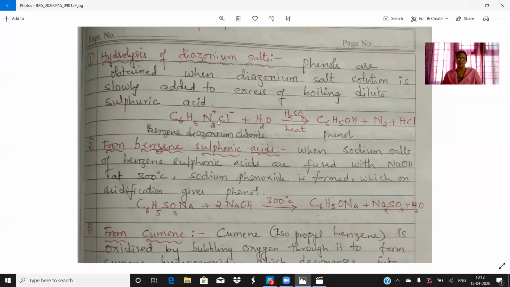This is first preparation. And this is known as benzene diazonium chloride. This is phenyl group. This is N2, diazo. Azo means nitrogen. This is chloride, diazonium chloride.